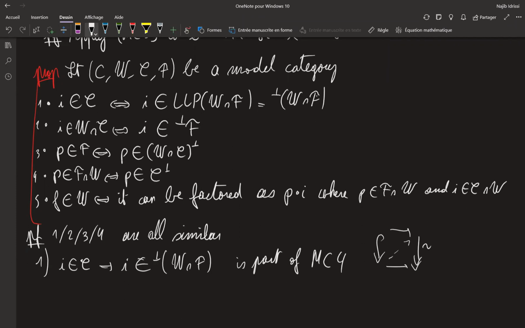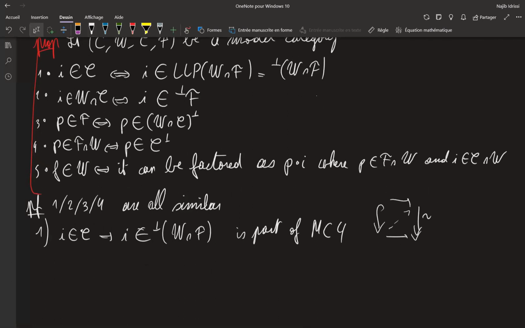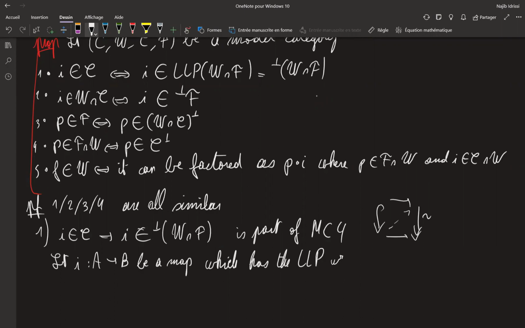This is part of the axioms of a model category. So now let us prove the converse. And this is an argument which is extremely useful in a lot of cases. So let i from A to B be a map which has the left lifting property with respect to acyclic fibrations.